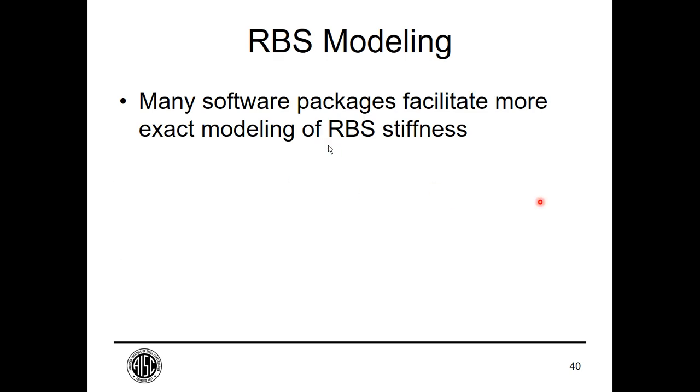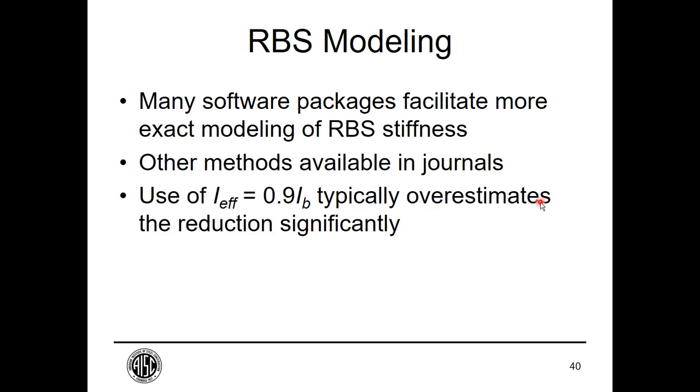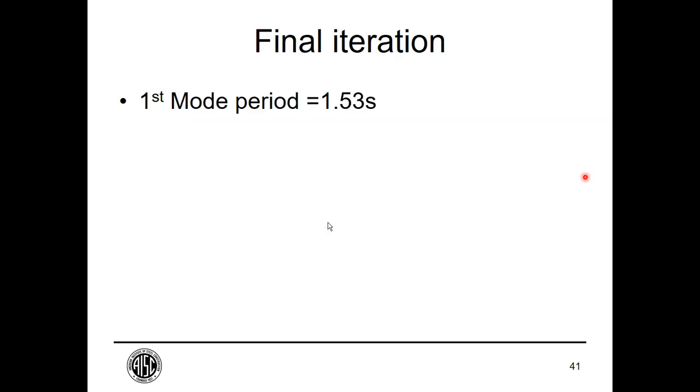Many software packages will allow us to use the RBS modeling. There are other methods for adjusting, say, the beam stiffness that have been published. The NIST method of using 90% of the beam stiffness, where you're taking the full reduction, that's pretty good, but that is a little conservative. It does overestimate stiffness significantly.